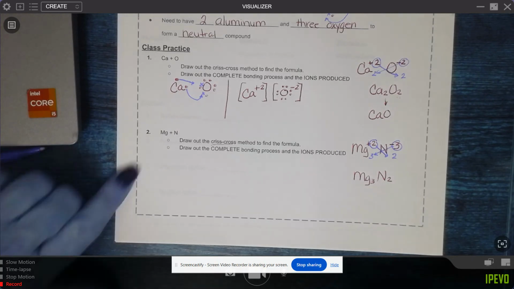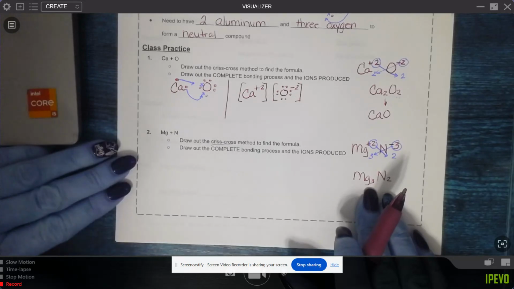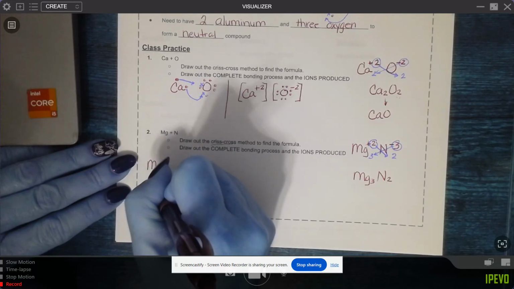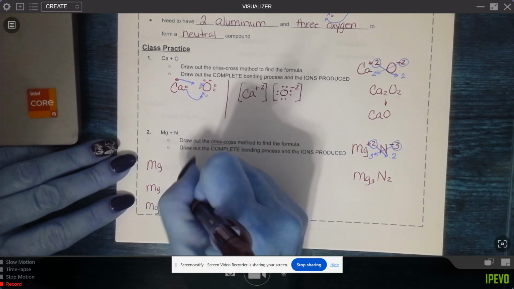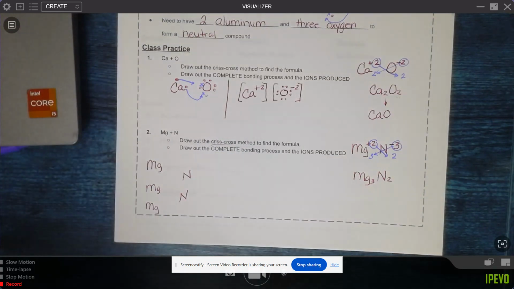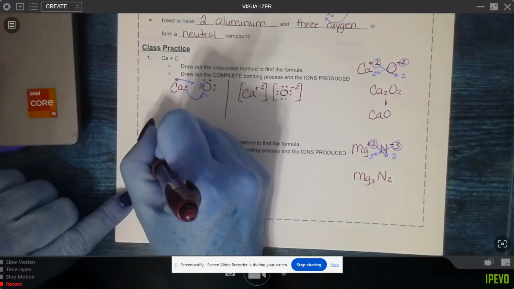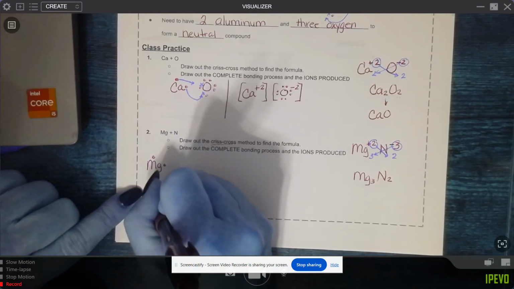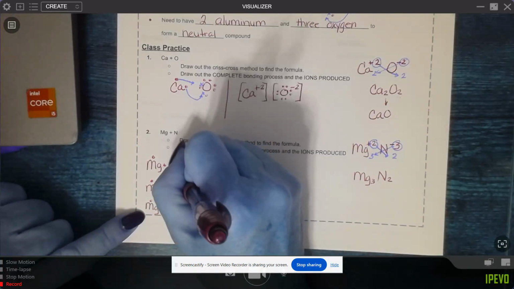So now, this makes it way easier for us to figure out how many of each atom we need to draw. In this case, we need 3 magnesium and 2 nitrogen. If we look at magnesium, it has 2 valence electrons, so I'm going to give each magnesium 2 valence electrons. Nitrogen is in group 15, so each nitrogen has 5 valence electrons.